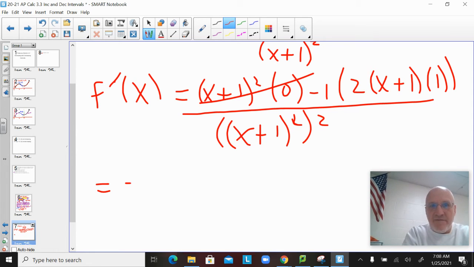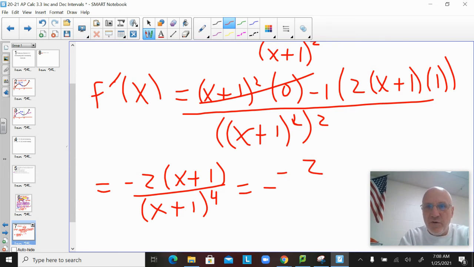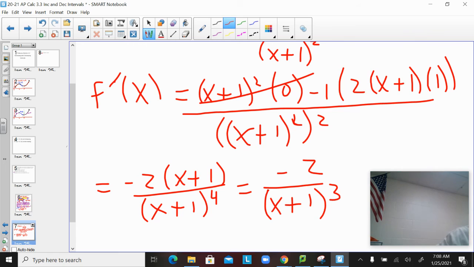Let's see here. Looks like I have negative 2 times x plus 1 on top over x plus 1 to the fourth in the bottom. Ooh, I can cancel one factor of x plus 1. I end up with negative 2 over x plus 1 cubed. That is the derivative of that function.